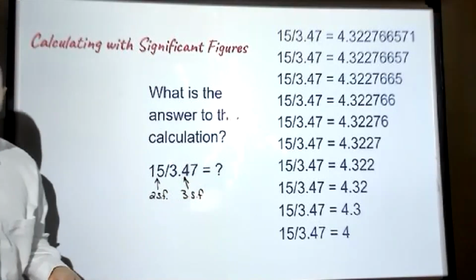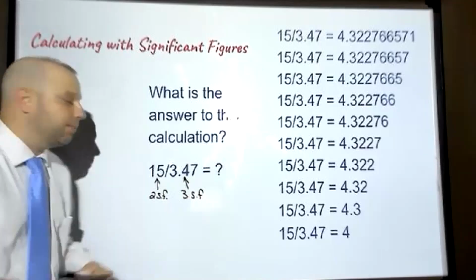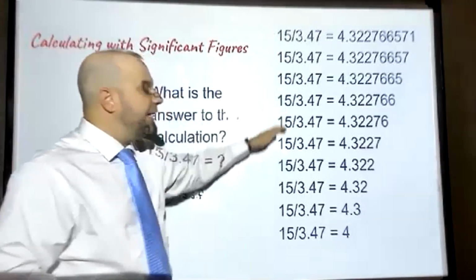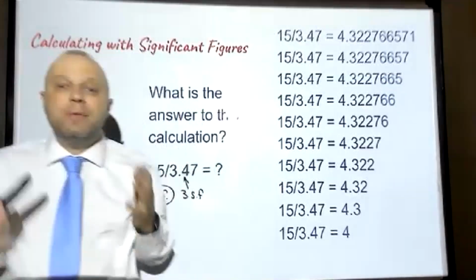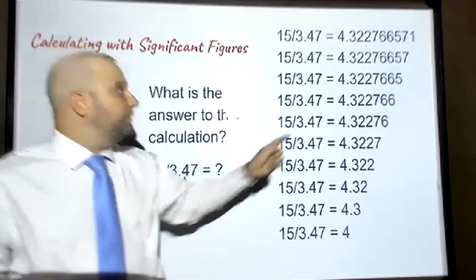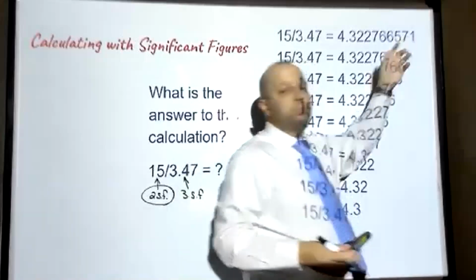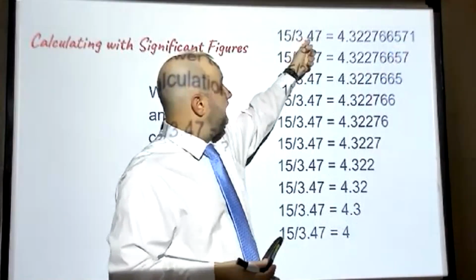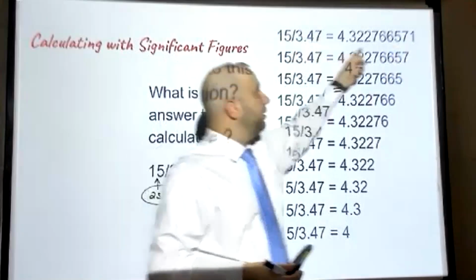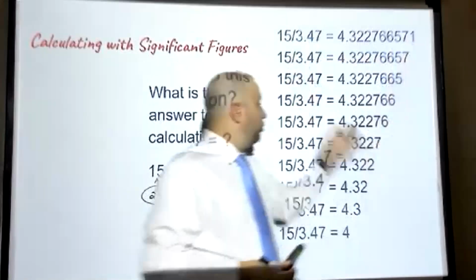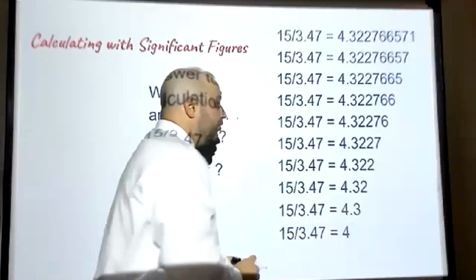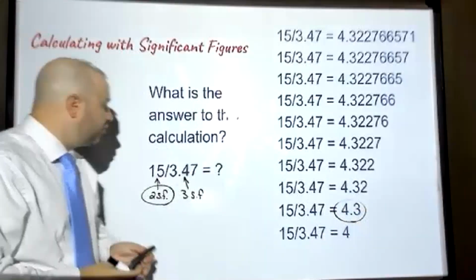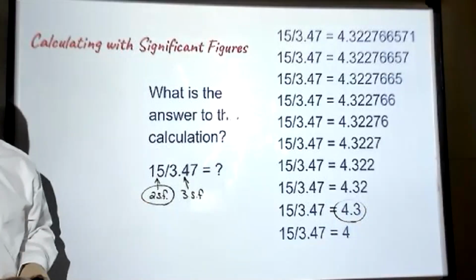For multiplication and division, we use whichever has the fewer number of significant figures. That's the 2. So then we go to all of our possible answers. Remember, we don't want to change the magnitude of the answer. We don't want just these 2 digits because that doesn't make sense. We know that 15 divided by 3.47 is not a really, really small decimal. We know it's around 4 point something. So here is the answer that has 2 significant figures, just like the 2 significant figures that we're limited to.